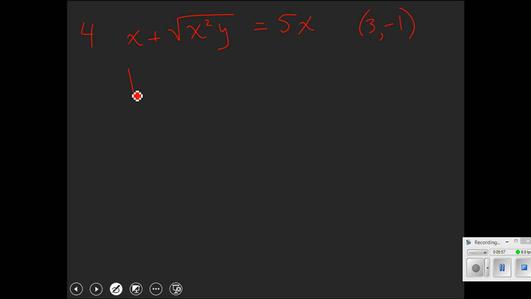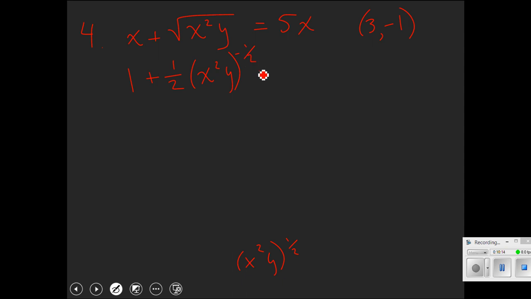So remember, this is going to be, I'll write it down here, just so you see it, x squared y to the 1/2 power. So I'm going to say 1/2 x squared y to the negative 1/2.